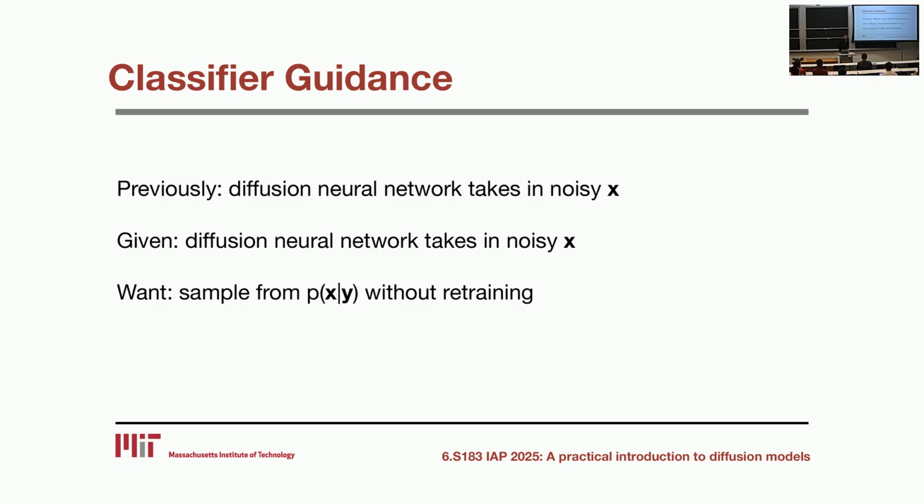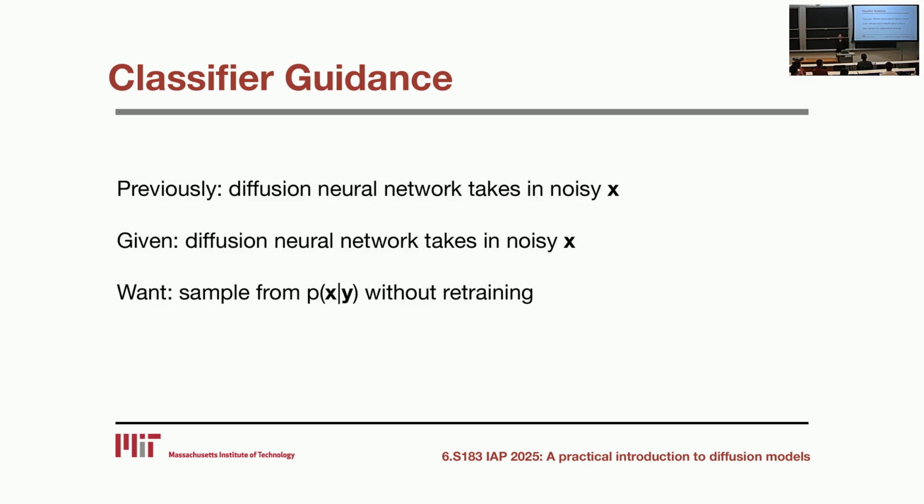Previously, we already talked about unconditioned diffusion models, where your diffusion neural network only takes in your noisy X and tries to output a clean version of X. And in earlier slides, we talked about the easy way of just concatenating Y into your diffusion model.